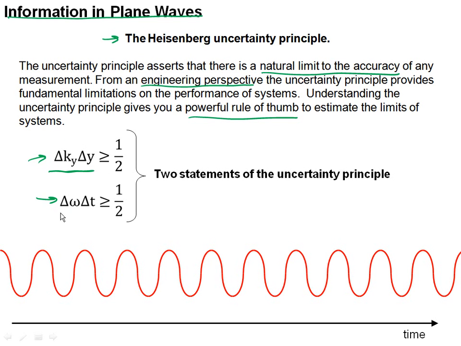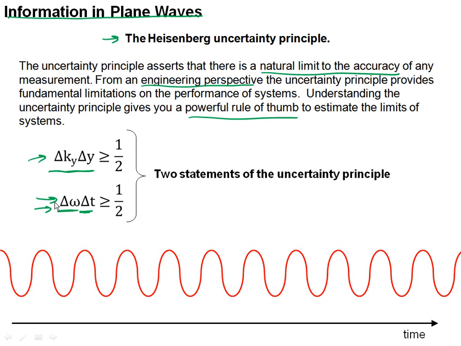One of the more common ones is that how accurately you know your frequency, delta omega, multiplied by how accurately you know your time, delta t, also has to be greater than or equal to 1/2. And so let's take a look at this second one, the Heisenberg uncertainty principle stated in terms of frequency and time, to see how that works.